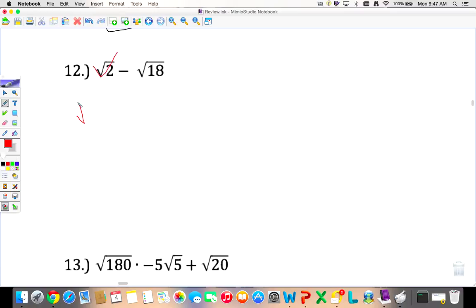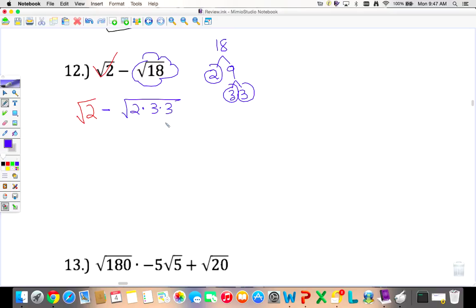Number 12, square root of 2 minus the square root of 18. Okay, first of all, we know 2 is a prime number. I can't do anything with that, so I'm done with that. I have the square root of 2. Now I'm going to focus on the square root of 18, so minus whatever we get from the square root of 18.